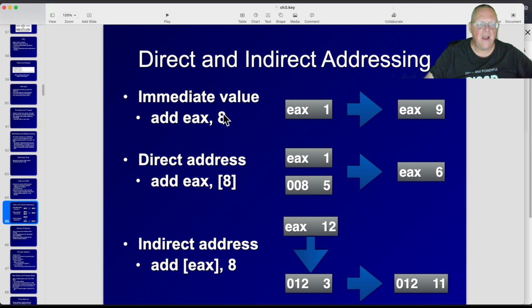Anyway, so you can have an immediate value. If you add EAX, 8, then if your EAX register contains 1, you just add 8, and now it contains 9. So the 8 here is just an immediate value, just a number to be added to something.